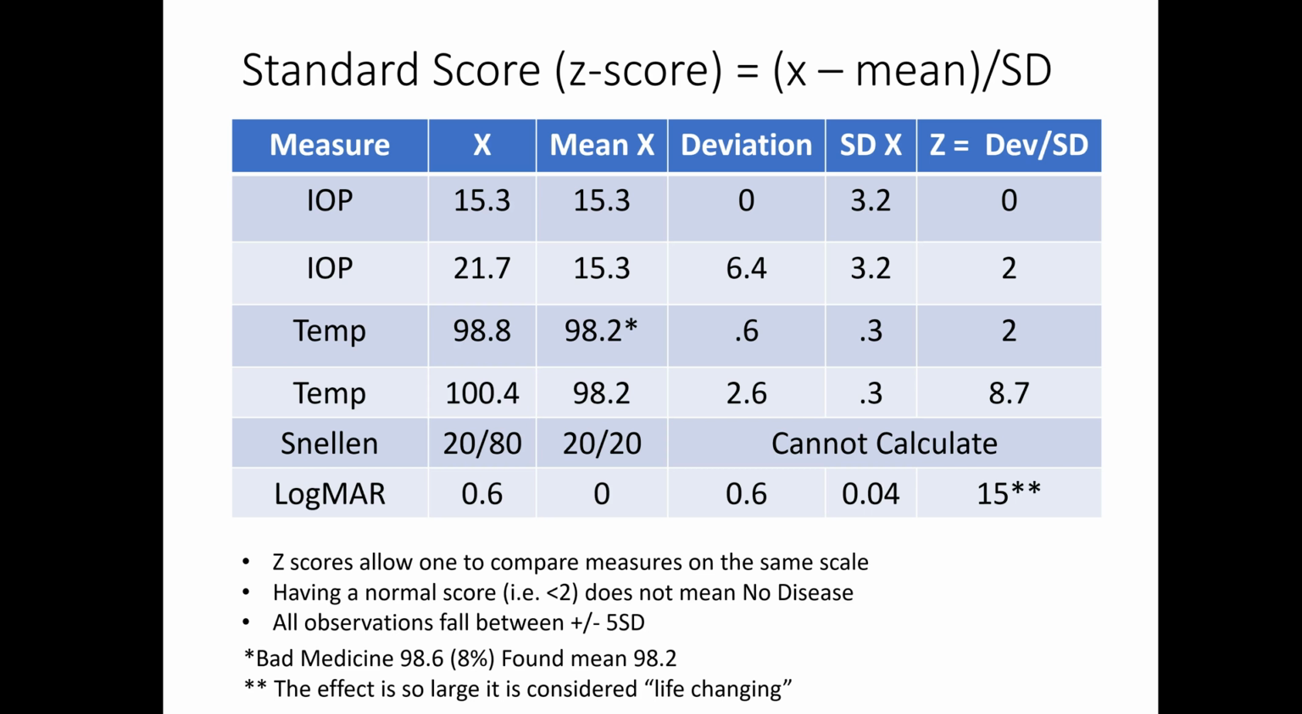Now in this case, you can figure out from the logMAR what the standard deviation is. In this case, it's 0.04. And 0.6 divided by 0.04 is 15 standard deviations away from normal.